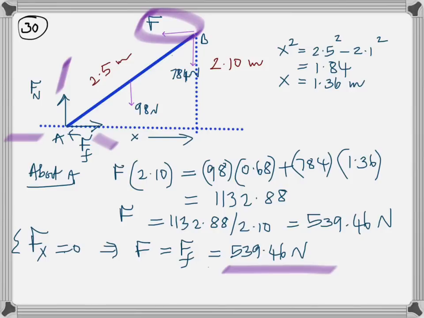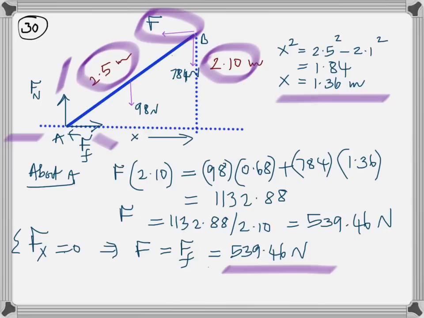And if you just from this triangle, you can get x is 1.36 meter, easily understood, because these two are given. X squared is just 2.5 squared minus 2.10 squared, and you will get that. Now, if you take the moment about A, then Fn and Ff will not have a moment there, cancel out, and so the counterclockwise is F times 2.1, because you got to take the perpendicular distance between F and which is this one.